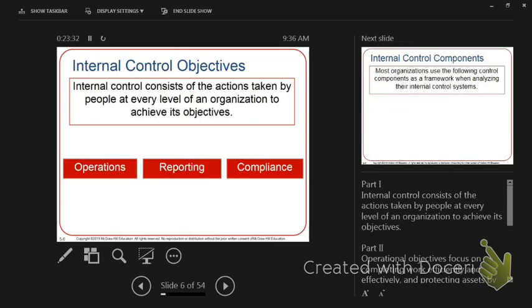And the next few slides we're going to go a little bit into the auditing side, so we'll go quickly through them. I'm not going to test you on the overall names, but you have different areas of the organization. You have operations, reporting, and compliance.